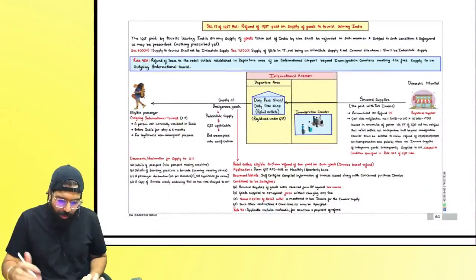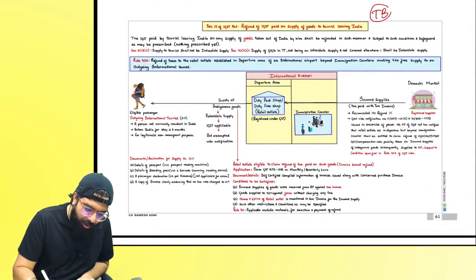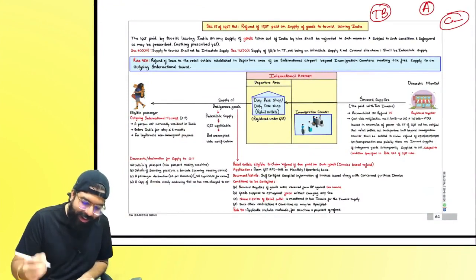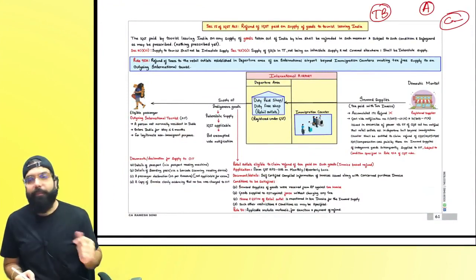This small chart is there, no? One total bakwas. A graded chapter ka C minus graded topic, this is. Everyone, let's read this quickly. Everyone over here.